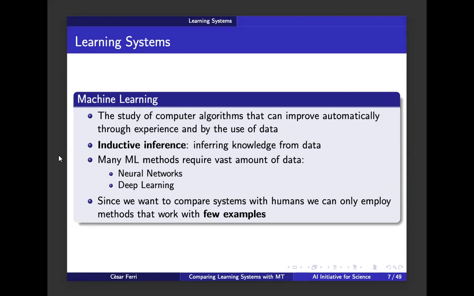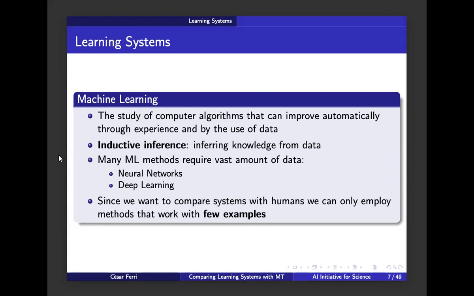However, most of the well-known methods are based on huge amounts of data, for instance the popular neural networks or deep learning. We need a lot of data to train good models in this perspective. Since we want to compare learning systems with humans, we cannot give thousands of examples to a human. So we need to concentrate on systems that are able to learn from few examples. Okay? So we cannot use neural networks or deep learning directly. We need to employ other techniques.